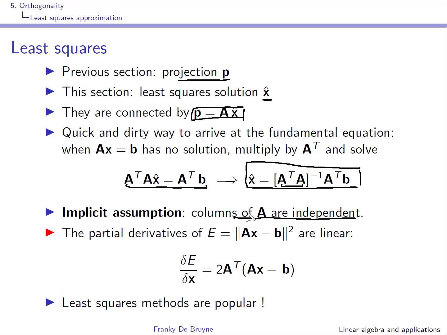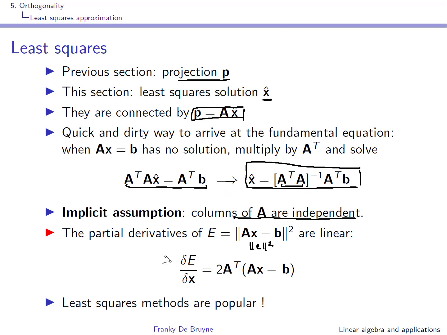Okay, another way of seeing this is that the error, the norm of the error here, is as small as possible, so it's minimum. So one way of computing x hat is to simply say, well, I'm going to take the partial derivative of e here with respect to x.